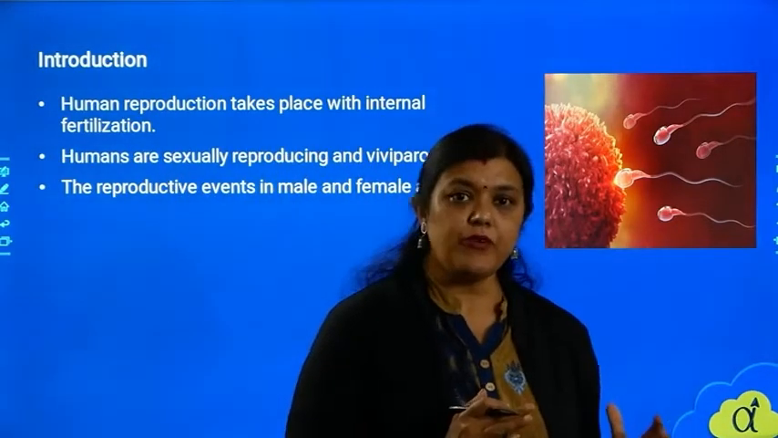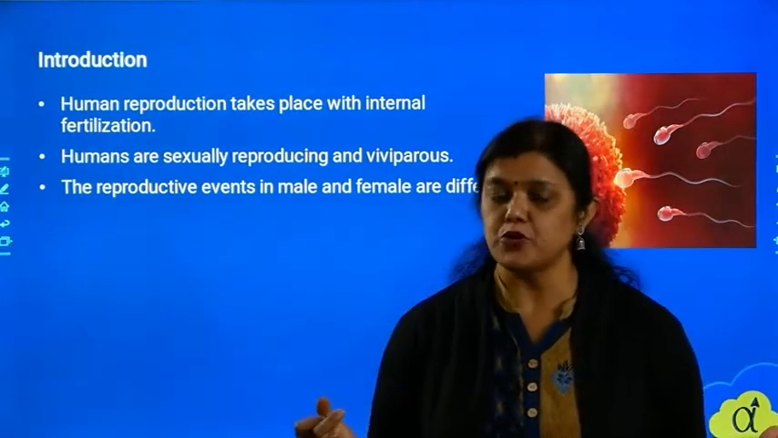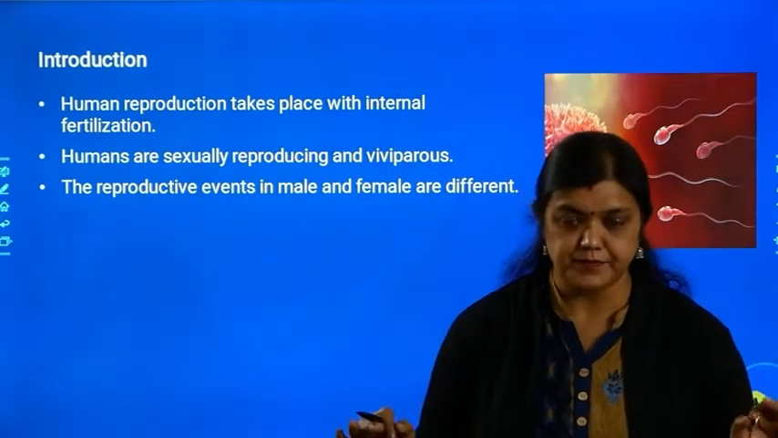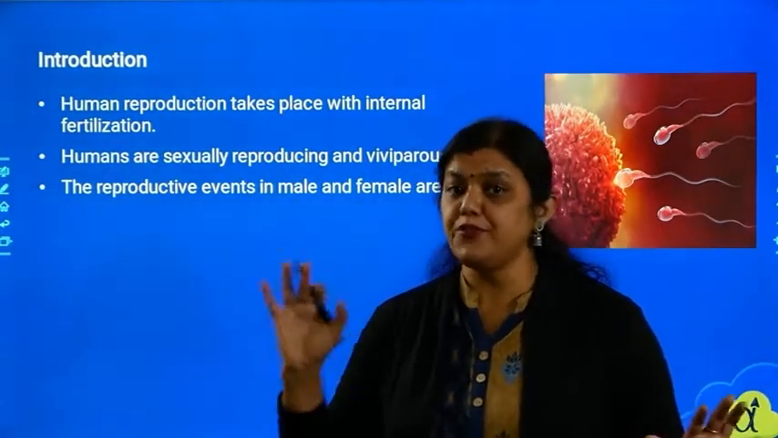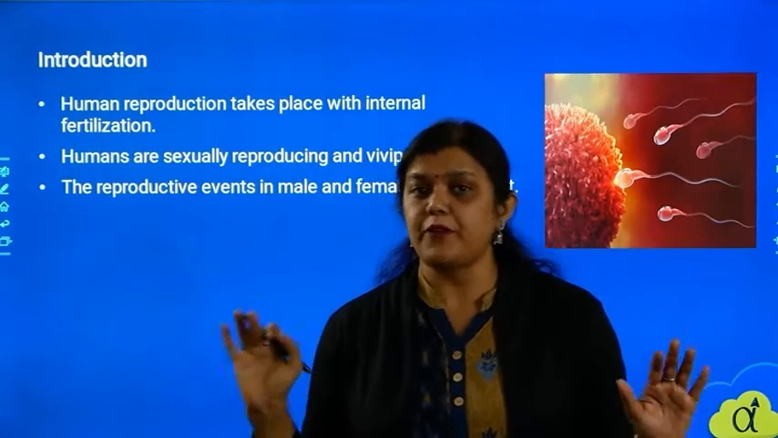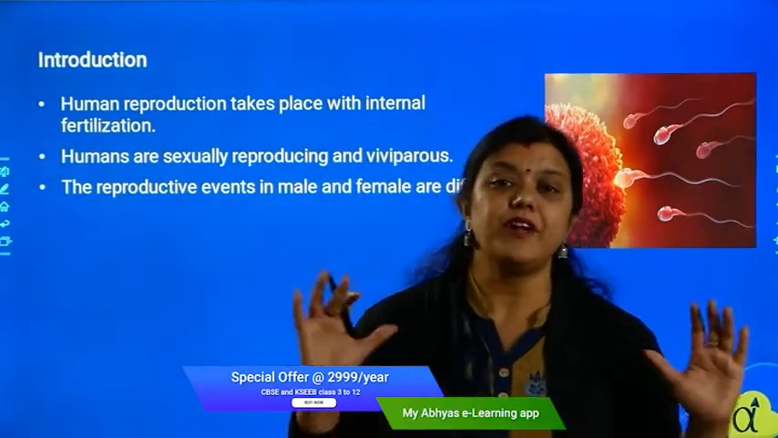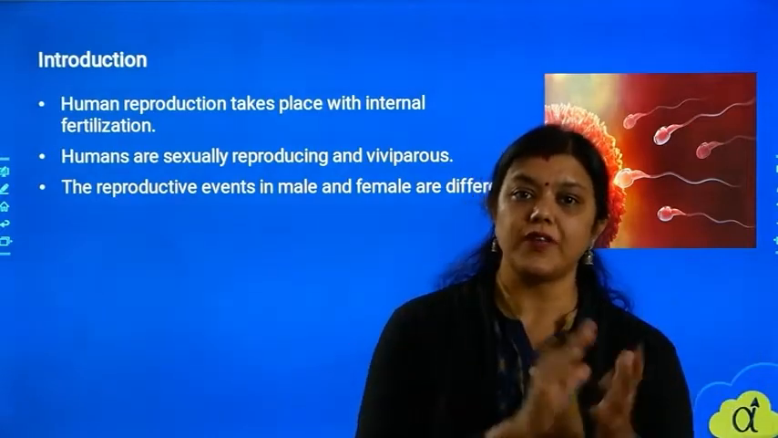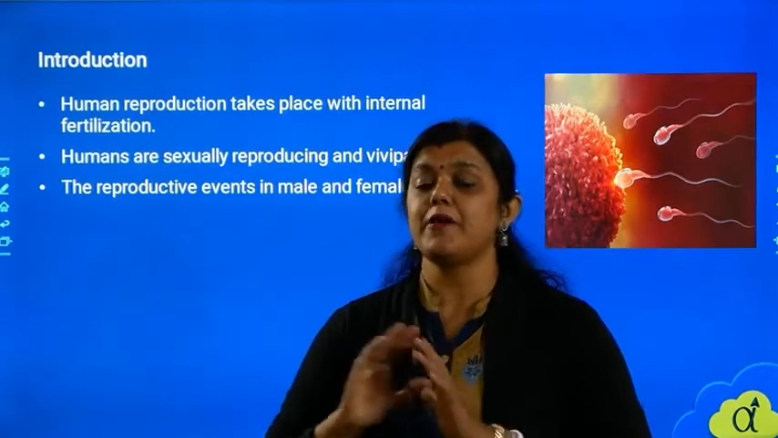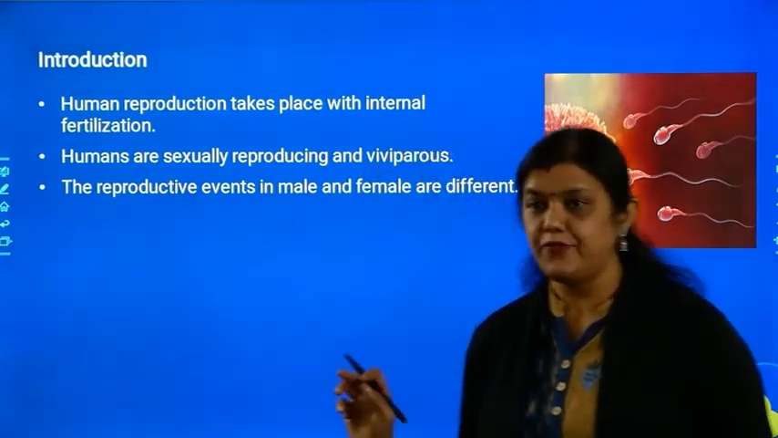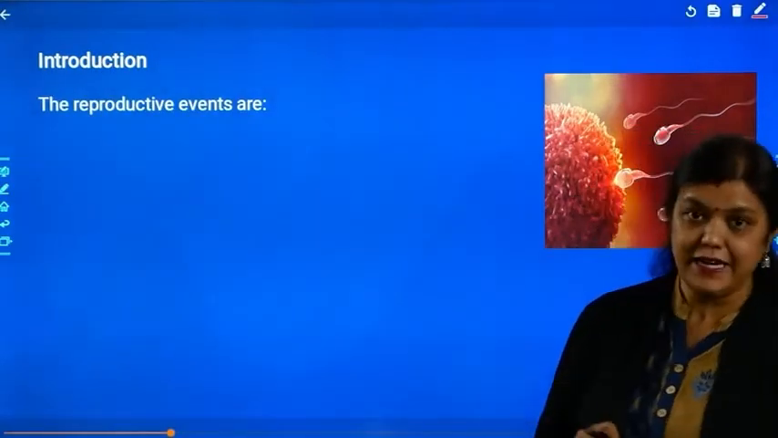The reproductive events, in the case of male and female, are completely different. Somewhat we have learned about microsporogenesis and megasporogenesis in plants. That event of male gamete formation was different from female gamete formation. Similarly, in the case of humans also, we have different events for the formation of gametes, that is, formation of male gamete and formation of female gamete. The complete process is different.